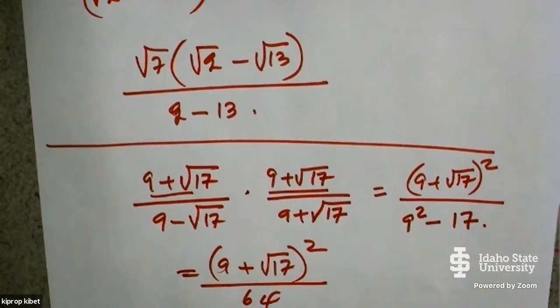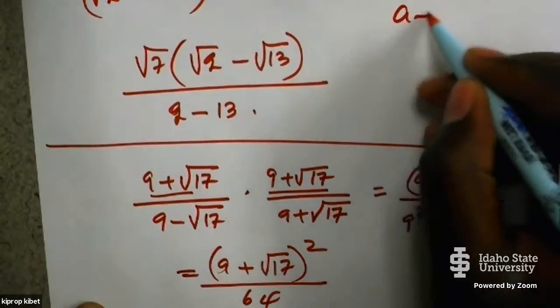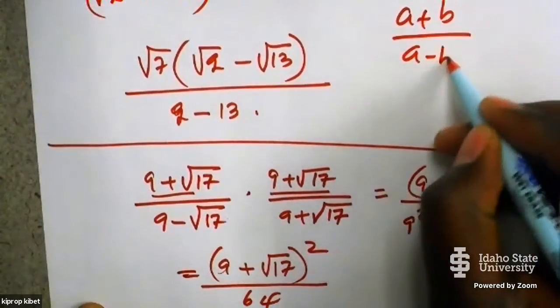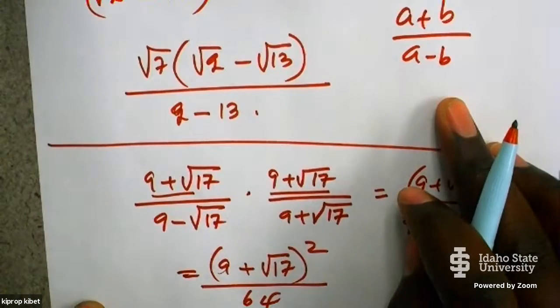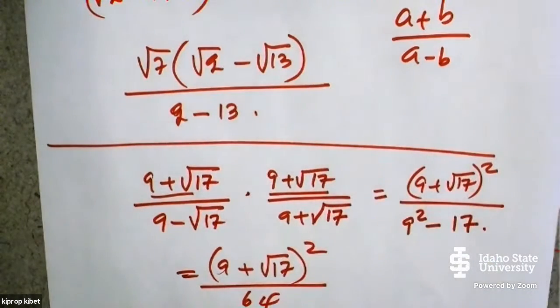No. It cannot. This is a plus and this one is a minus. So it is similar to A plus B all over A minus B. Is it 1? Let's say you have A plus B all over A minus B. Is this equal to 1? No, it's not the same.